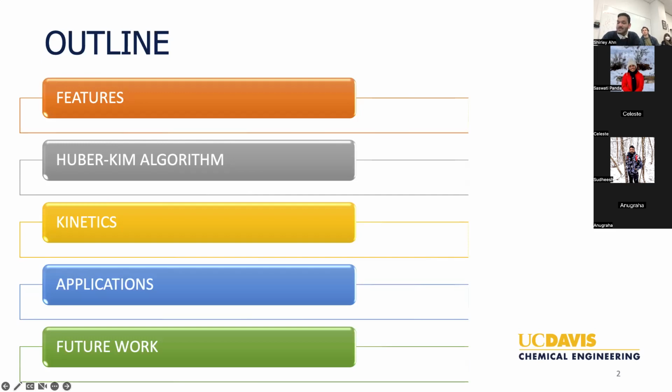So this is the brief outline of what I'll be trying to elucidate in this presentation. First I'll be talking about the features of weighted ensemble simulation, followed by the algorithm that WE follows, which is the Huber-Kim algorithm, followed by how the kinetic parameters are extracted from this method, the applications, so areas where this method has been used, and also the possible future work in developing and improving this method.